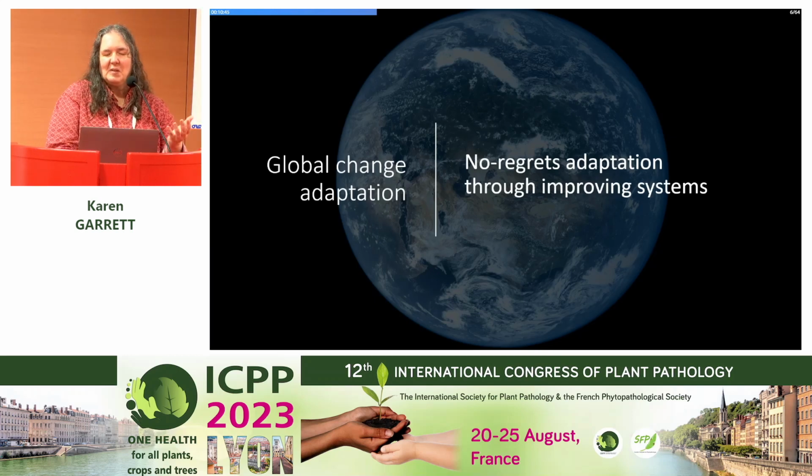So here's a meme I like. We want no regrets adaptation, and the best way to do that is to improve our systems so that even if our predictions for what will happen under climate change or new trade structures, et cetera, are not correct, our systems will be able to adjust for the new scenarios that come up. So I'll be trying to address how to improve systems.